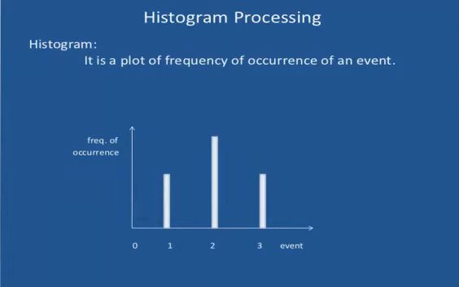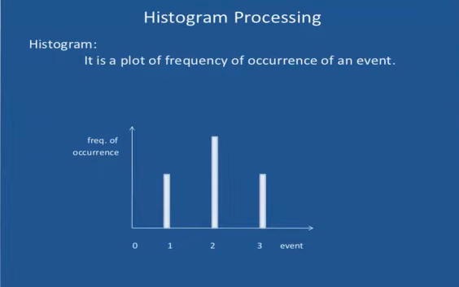Histogram, in its general definition, is a plot of the frequency of occurrence of an event. That means this is nothing but a graphical representation, generally between the frequency of occurrence and events. We have so many events, and the intention is to show how many times each event occurred.